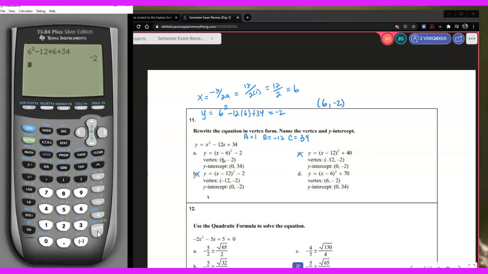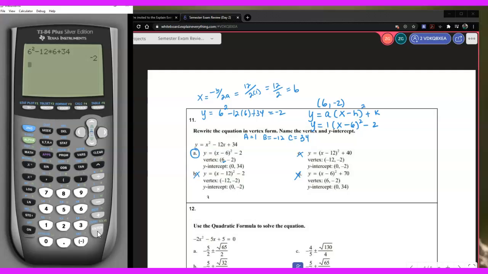So we have y is equal to a, parentheses, x minus h, squared, plus k. So we have y equals a, which is 1. And then we have x minus 6 squared minus 2. So it's not D, so your answer is A.